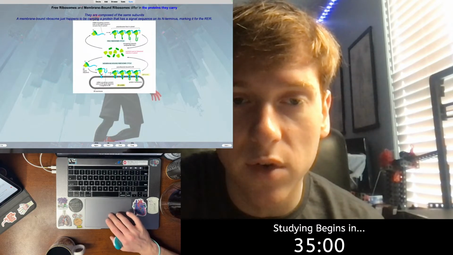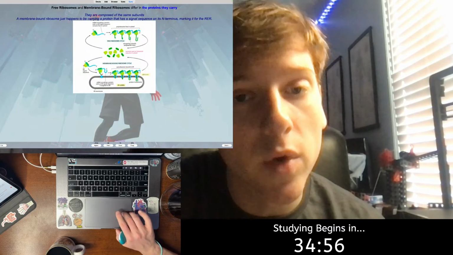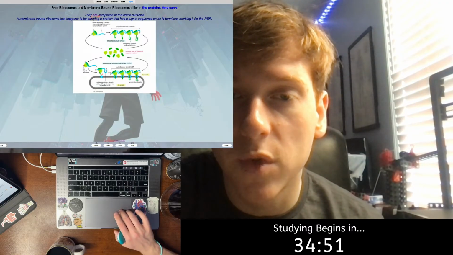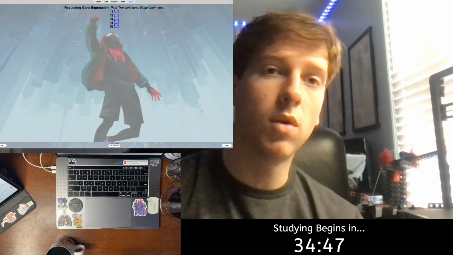And then it brings it down here to the protein translocator. So once this polysome or polyribosome is bound to the endoplasmic reticulum, this protein will be translated into here. So got that right.